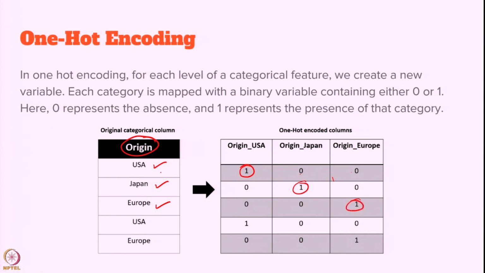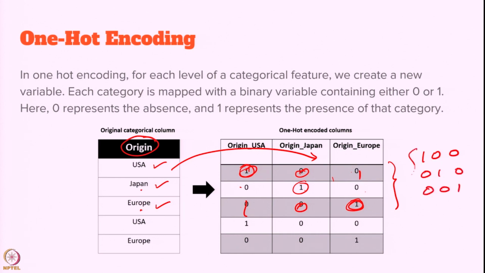Now if you change this, for example for USA you give 001, Japan the same 010 and Europe 100, it still works. You just have to give 3 distinct numbers. If there are 3 categories, you will use 3 columns: 100, 010 and 001. The order can be anything. You can give Japan 100, Europe 010 and USA 001. This order will not matter. So how many categories are there? That many columns you will create and fill.